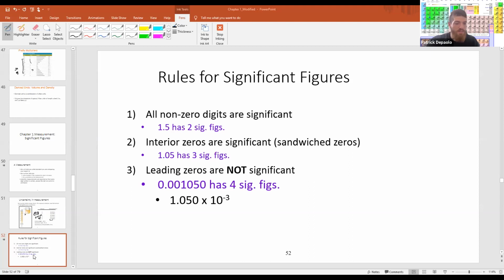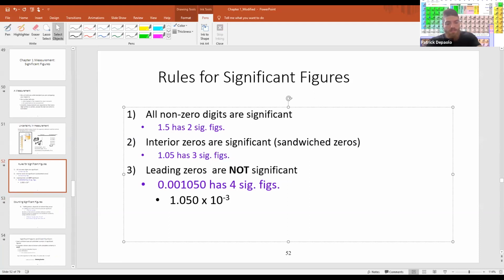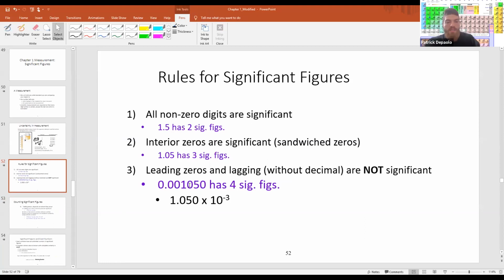And lagging zeros too, without a decimal. I'll explain this. All right, so leading zeros, we'll start with that first. Leading zeros are not significant.